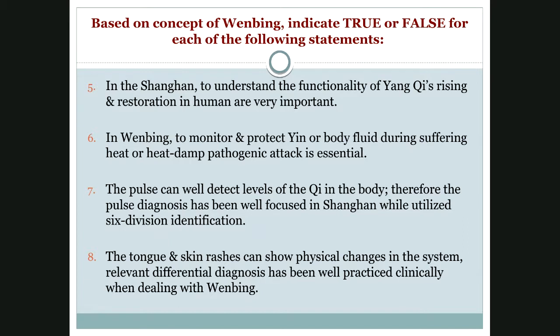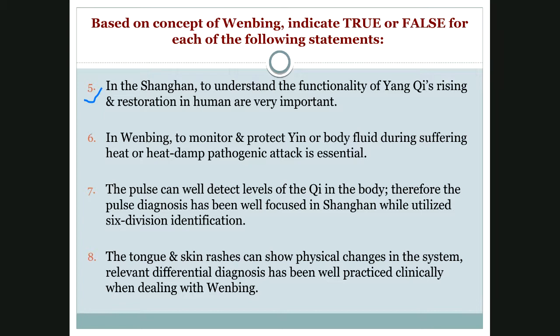Shanghan is focused on the importance of yang qi because most of the pathogens are cold-involved, and Wenbing is focused on how to protect body fluid because most of the pathogens are heat and very easy to damage or injure body fluid, especially thinking about high temperature sweating. Of course, the body fluid is very easily consumed. So number 5 here is correct.